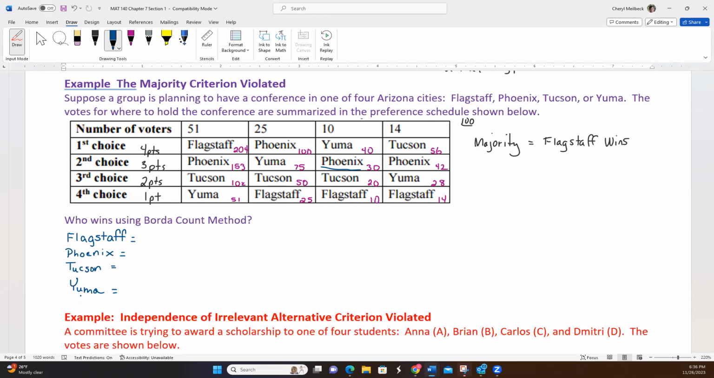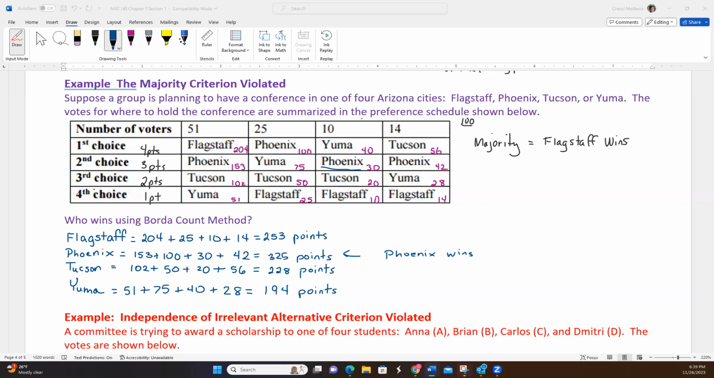Then we continue and we add up all the points for each city to see what they get. Let's see what you get. So in our calculations here, when we added up all the points for each city, we find that Flagstaff gets 253, Phoenix gets 325, Tucson 228, and Yuma 194. So that makes Phoenix the winner.